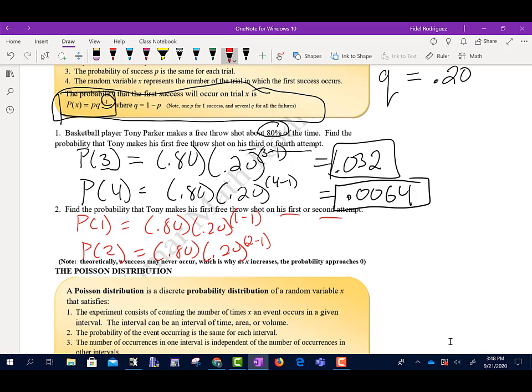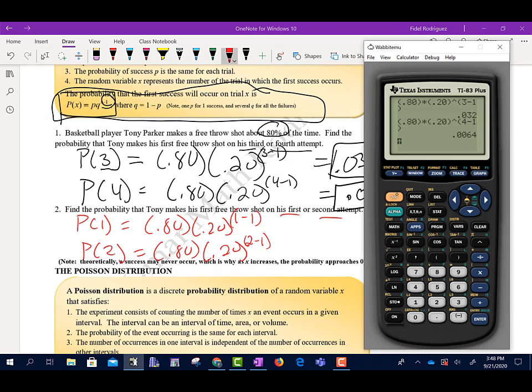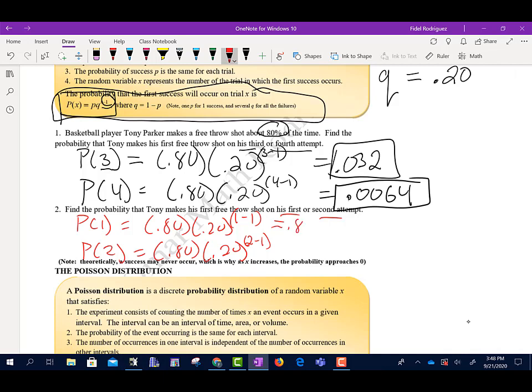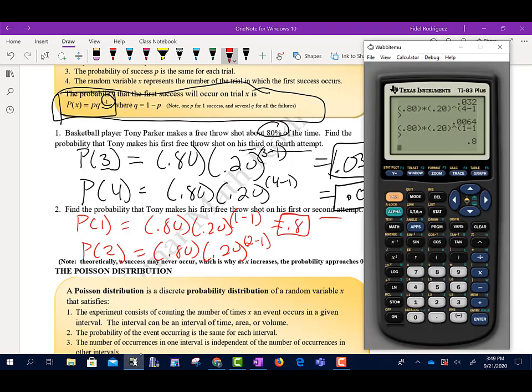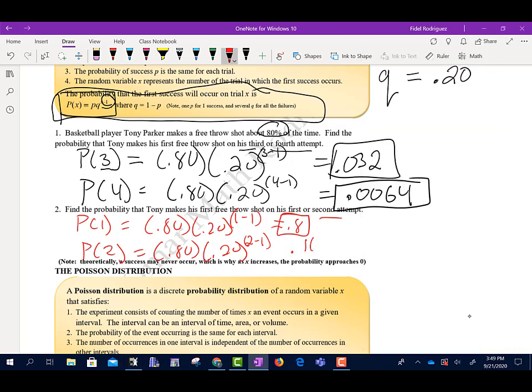So let me get my calculator again. Here we go. Okay, let's go second and entry. And let's change that 4 minus 1 the first time to a 1 minus 1. Hit enter, and I'm coming up with 0.8. And we'll do it again. Second, enter. I'm going to change that 1 minus 1 to a 2 minus 1. Hit enter, and we're coming up with 0.16.